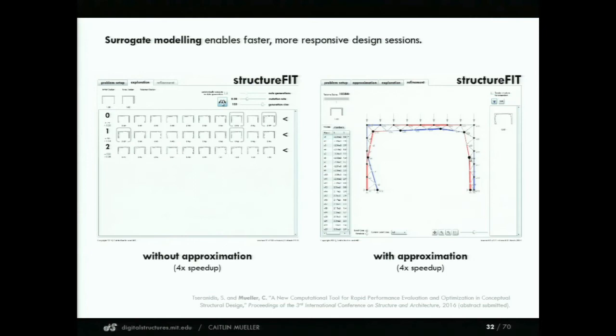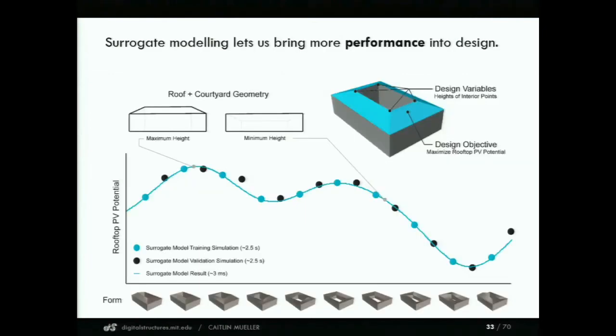it's possible not only to make things faster by making your model simpler, but also it allows us to bring in more complex performance analytics that we would never have been able to bring in before. So this is another example where, in this case, we're interested in evaluating the photovoltaic potential, basically the ability to generate energy with a roof, which involves doing an annual daylight analysis where we're simulating every hour of a year, which can be slow.